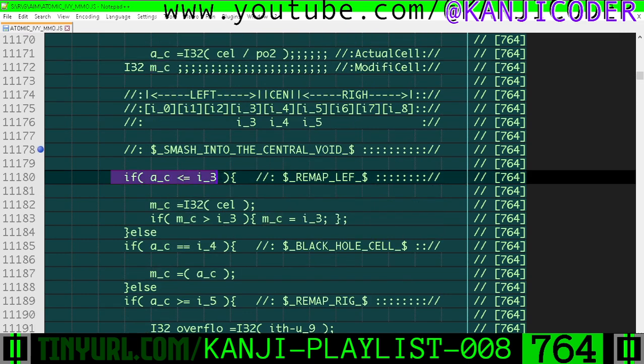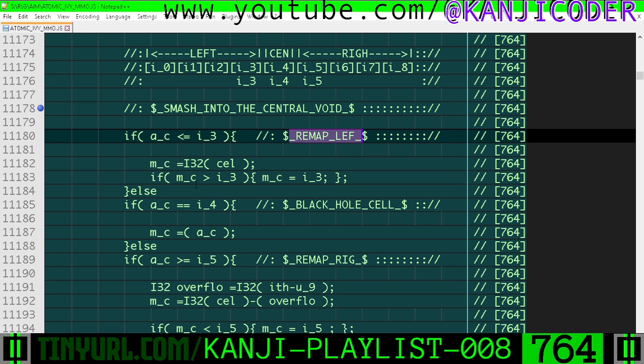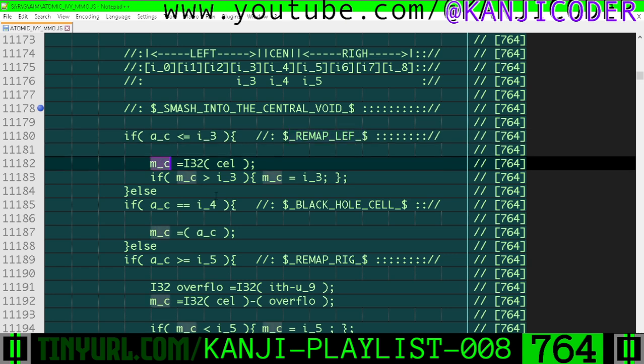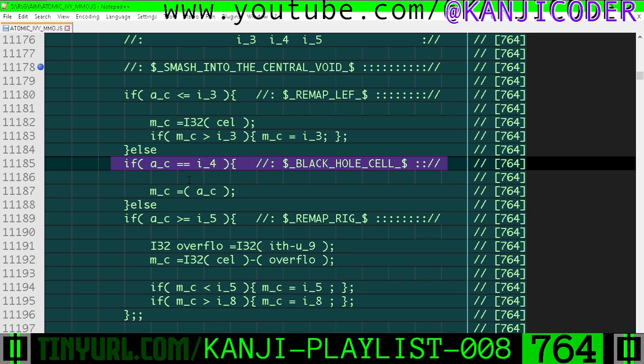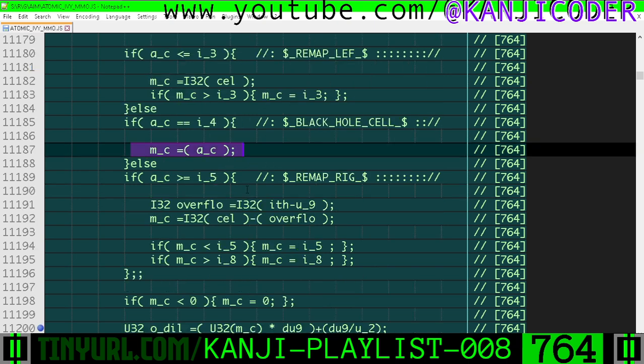Okay, so if we're less than or equal to 3, then we're remapping to the left, and all we have to do is assign the remapped cell to cell, and then if we're out of bounds, we just clamp to 3. If we're in the middle, which is I4, so we're in the actual cell, in the middle of our 9 by 9, then the modified cell is just equal to the actual cell. We just directly carry it over.